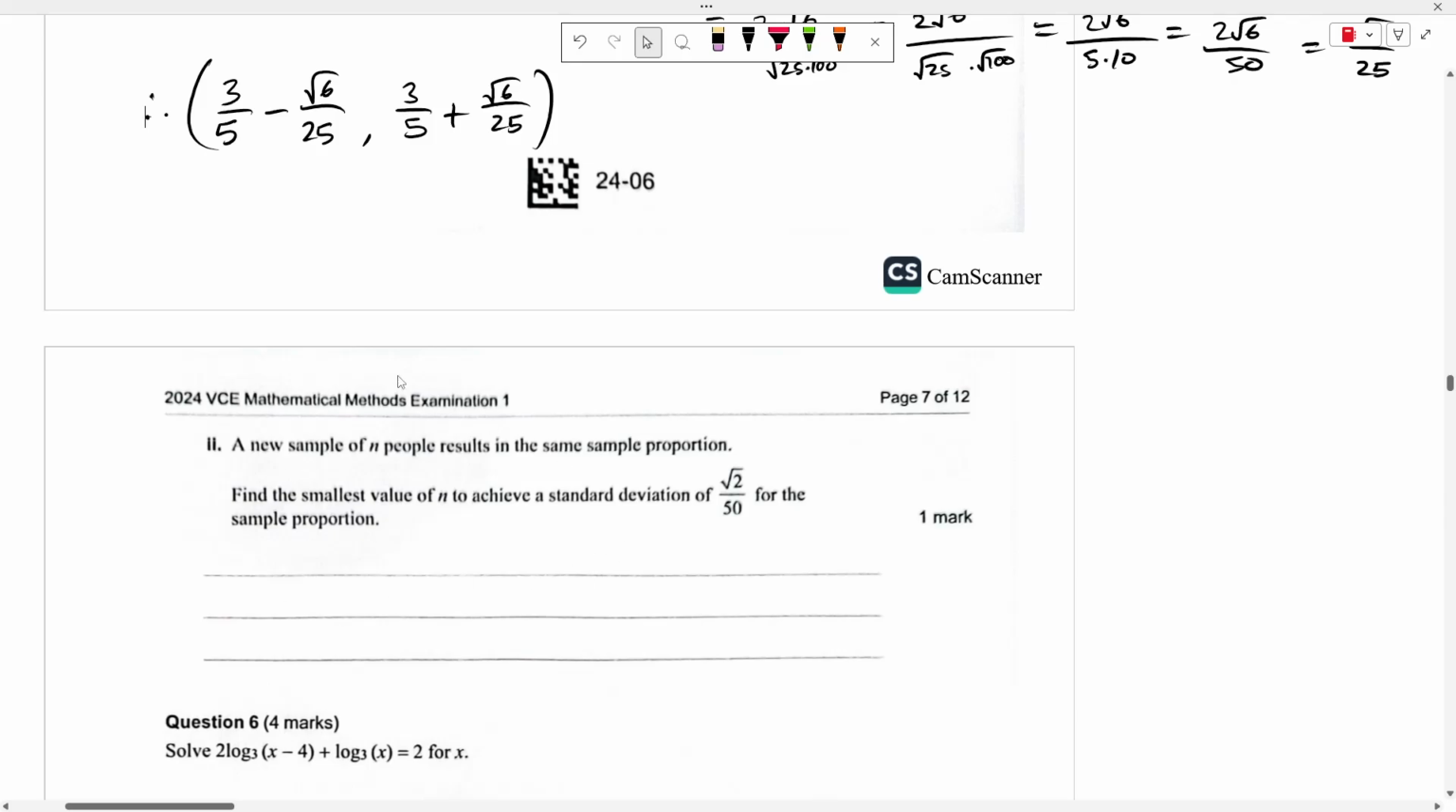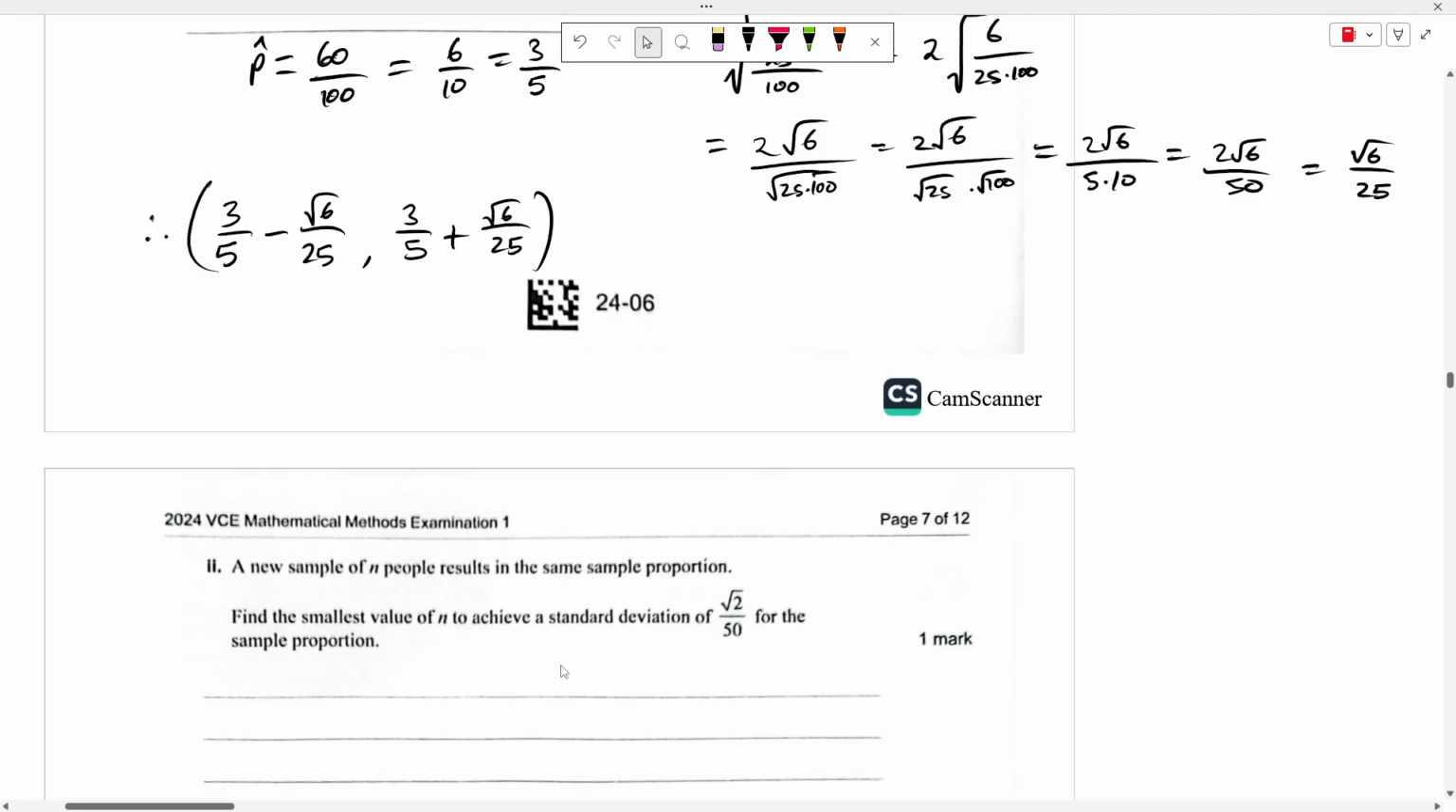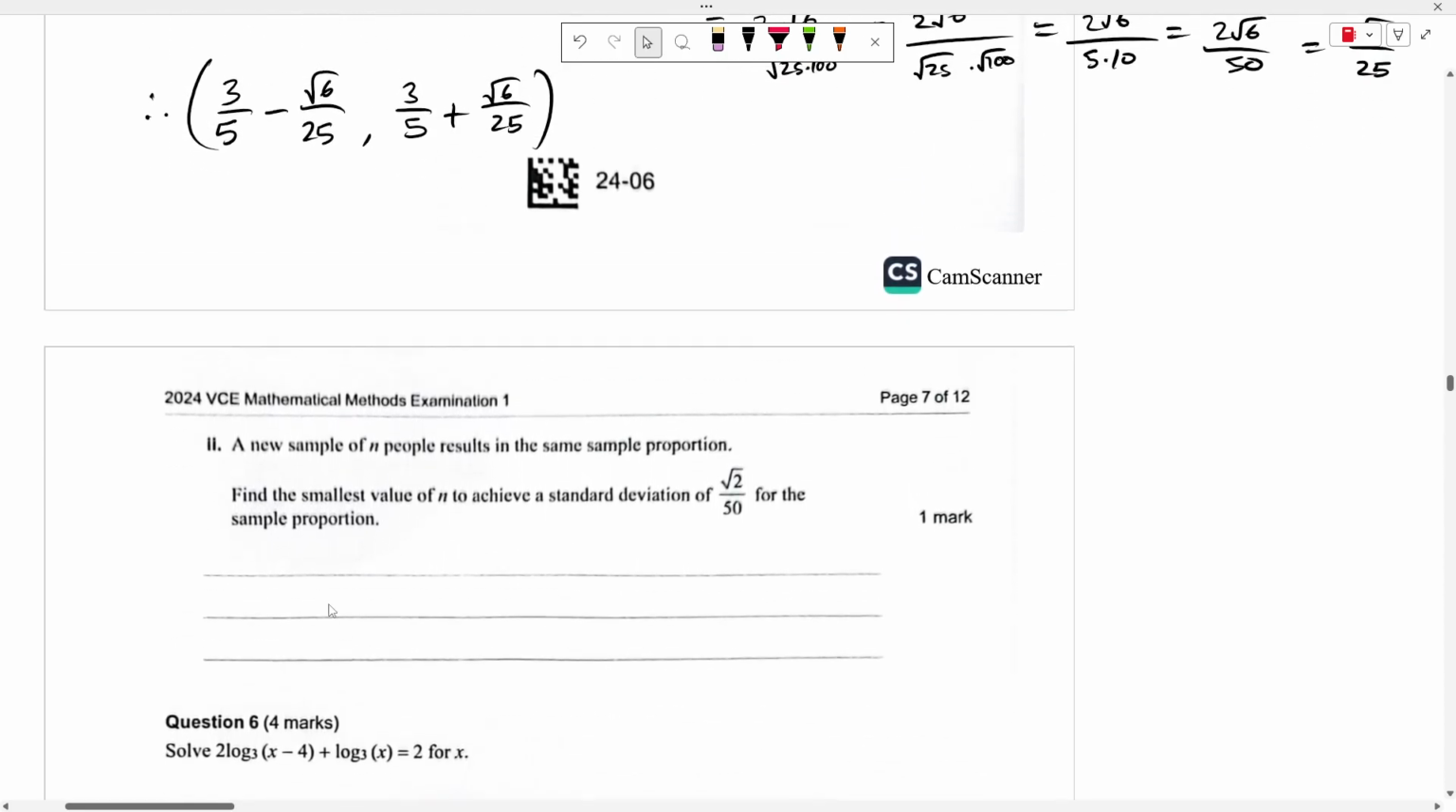Okay, a new sample of n people results in the same sample proportion. Find the smallest value of n to achieve a standard deviation of root 2 on 50 for the sample proportion. So the standard deviation of a sample proportion p hat is actually the square root of p hat times 1 minus p hat over n.